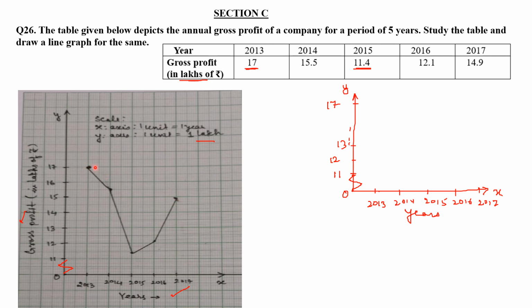So first you have to mark the dots and then you have to join them using your ruler. So mark these points here properly. Then join using your ruler and your graph will be ready. And scale is very important. You have to choose the scale in such a way that easily you can plot the points. So you have to be very careful in that.